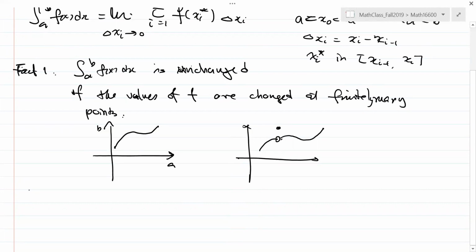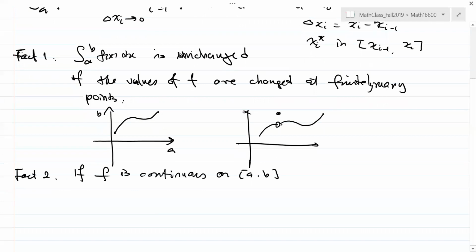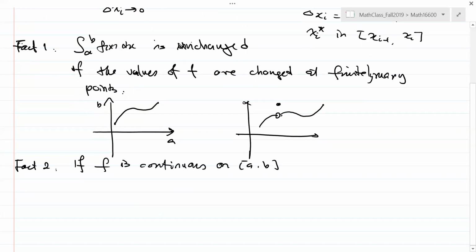So fact two: if f is continuous except at a few points, okay, but you still have to assume it is continuous on the interval otherwise, you can change the value of the continuous function at a few points. The function still has a left end, is still continuous from the right, continuous from the left, okay? Then this exists, okay? That means the limit exists.